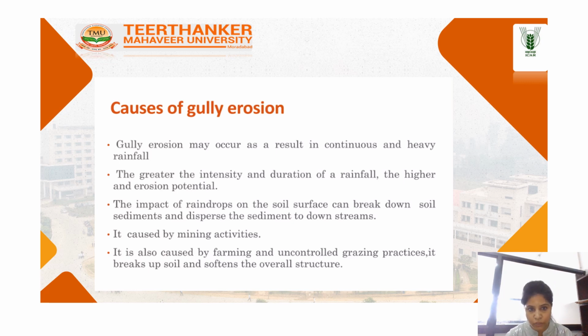These are the causes of gully erosion. Gully erosion may occur as a result of continuous and heavy rainfall. Secondly, the greater the intensity and duration of rainfall, the higher the erosion potential. Thirdly, the impact of raindrops on the soil surface breaks down soil sediments and disperses the sediment downstream. It is also caused by human activities. And lastly, it is caused by farming and uncontrolled grazing practices, which break up soil and soften the overall structure.